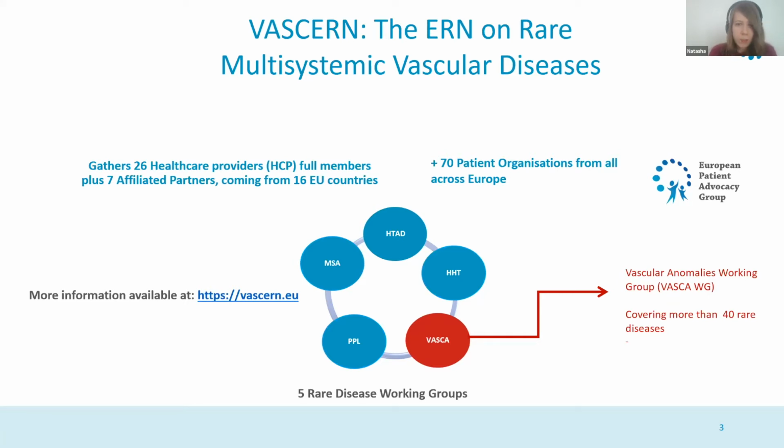Our network is divided into 5 rare disease working groups, as you can see on this slide. We have HHT, which is hereditary hemorrhagic telangiectasia, HTAD, heritable thoracic aortic diseases, MSA, which is medium-sized arteries. They cover mostly vascular Ehlers-Danlos syndrome, and PPL, which is pediatric and primary lymphedema. And then today's group, which we'll be presenting, is from the Vascular Anomalies Working Group, or VASCA Working Group. They cover more than 40 rare vascular anomalies diseases. All more information can be found on the website, of course. So we recommend you to take a look if you haven't already.